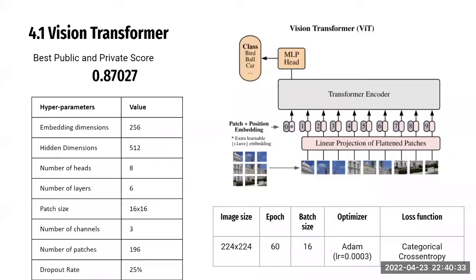Recently, vision transformers have achieved highly competitive performance in benchmarks for several computer vision applications such as image classification, object detection, and semantic image segmentation, and that's why we chose to use a vision transformer for our project. The table on the left shows the hyperparameter settings for the vision transformer. We also use dropouts and early stopping to prevent overfitting, and our vision transformer achieved an F1 score of 0.87027 on the leaderboard when trained on the original dataset.